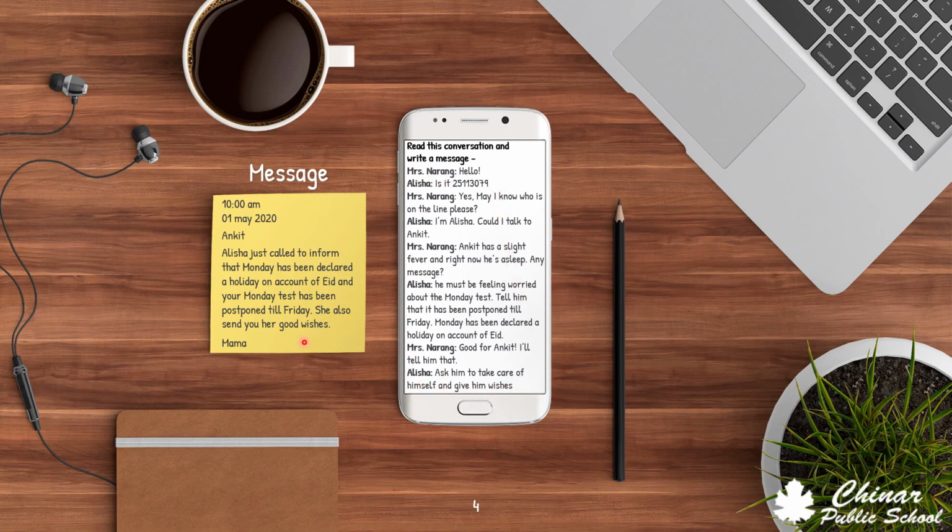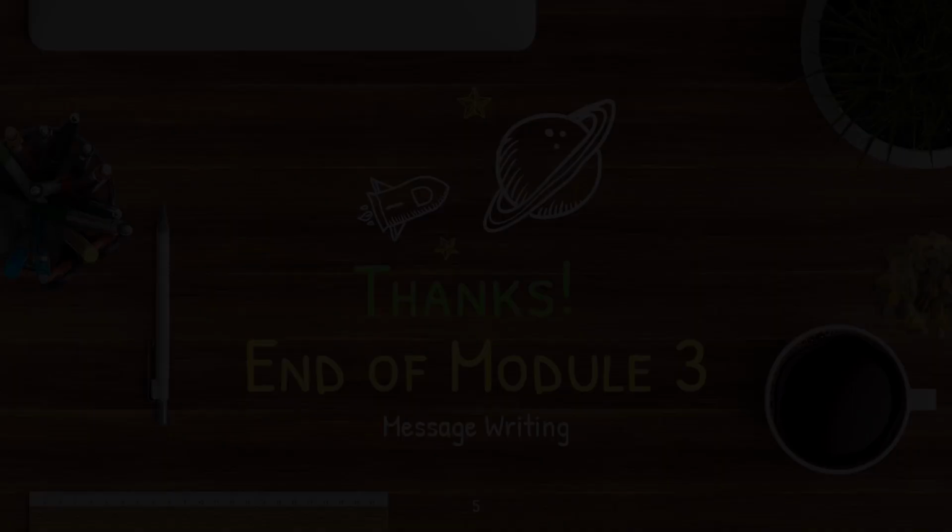You will note it down in your copies, and in the yellow page attached here, this is the answer. You have written the time, the date. I have written here as 1 May 2020, but it is not essential. You can just write 1.5.20. That also can be written. And you have written the name and then the message, and then finally who is writing the message, right? So this gives you your message writing, short and sweet.